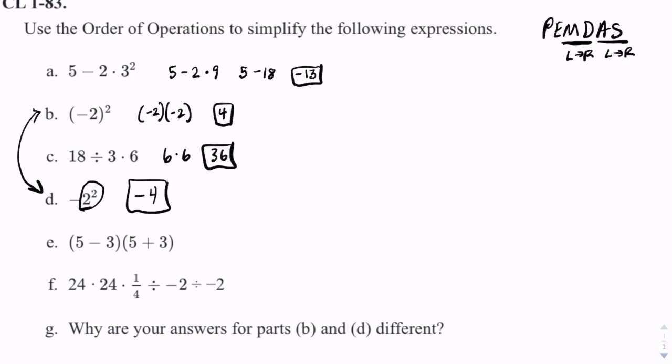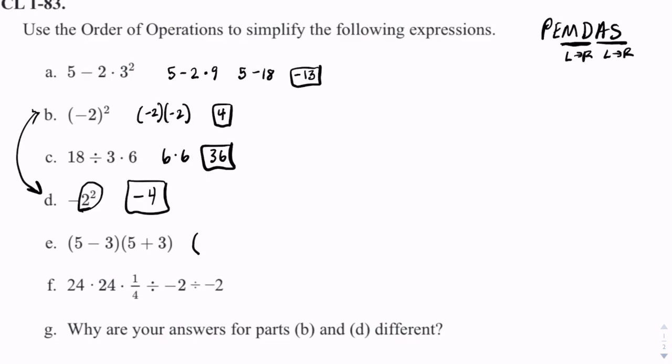Okay, E, I'm always going to handle my parentheses first. So I have 5 minus 3 is 2, and 5 plus 3 is 8, and I multiply those and I get 16. And for F, I have multiplication, division, and that's it. So I'm going to go left to right.